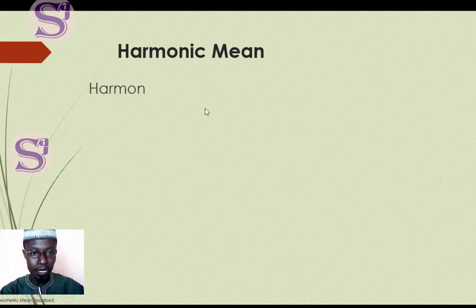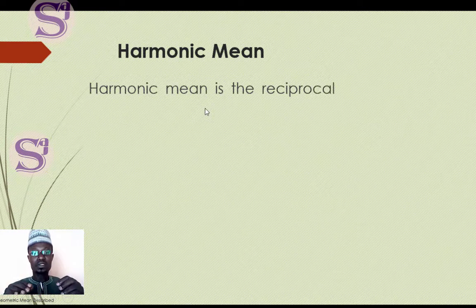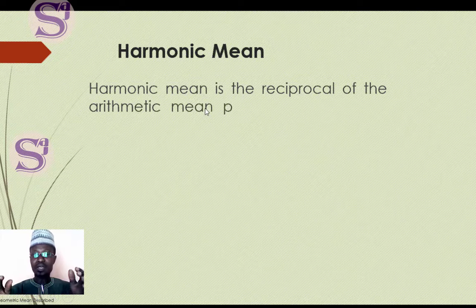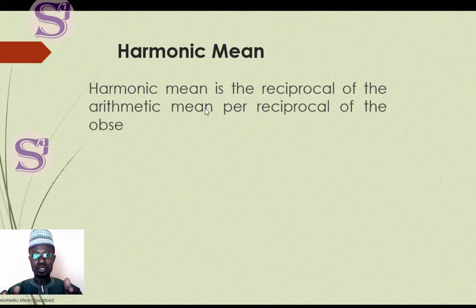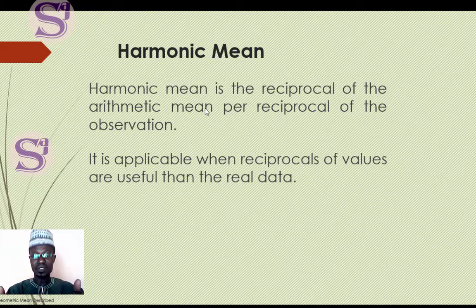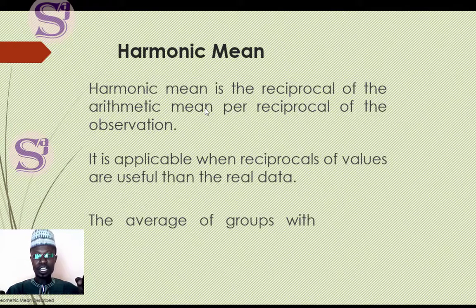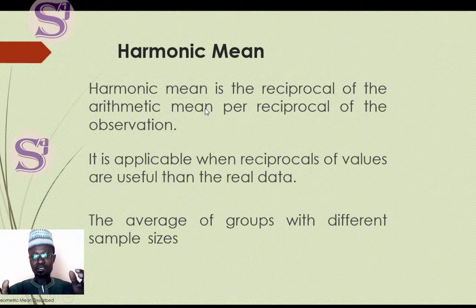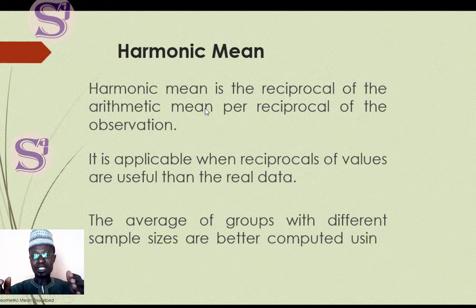So the harmonic mean is another type of mean. It is the reciprocal of the arithmetic mean of the reciprocals of the observations. It is applicable when the reciprocal of your data set is more useful than the real data itself. The average of groups with different sample sizes is better computed using the harmonic mean.